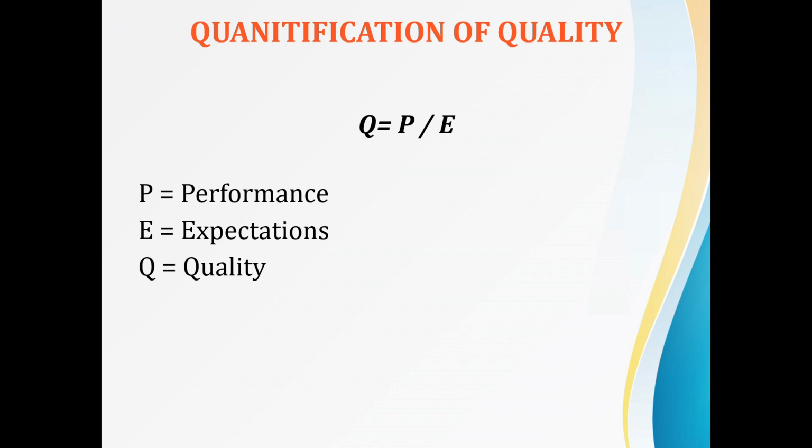If Q is greater than 1, then the customer has a good feeling about the product or service. If the Q value is very much less than 1, that is, if it is less than 0.5 or less than 0.3, then the product is considered a very poor product. It is not meeting the customer requirements.